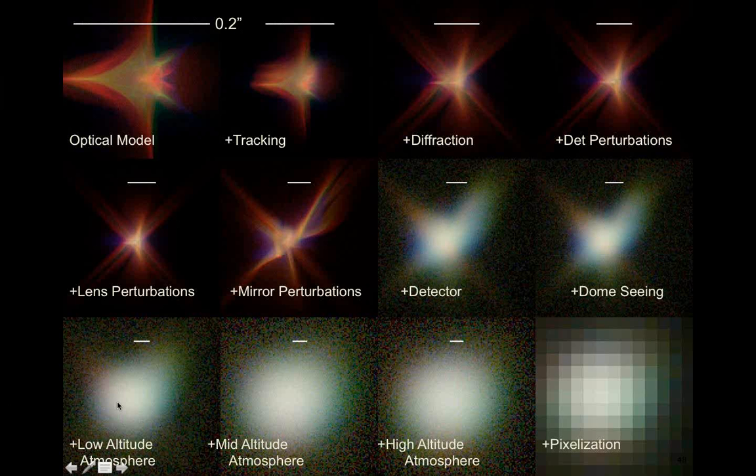And then finally, when you put in the atmosphere, so the low altitude atmosphere, which looks like dome seeing, mid altitude atmosphere, and the high altitude atmosphere, which gives you a much more rounded looking image. And then finally, the pixelization that occurs with 0.2 arc second pixels. And so you can turn on each of these different effects and actually see the result through the end scientific analysis. We can make complete simulated images with any of these effects turned on or off, and then carry out our analyses and see what differences come. So it's a very powerful tool for understanding systematics.